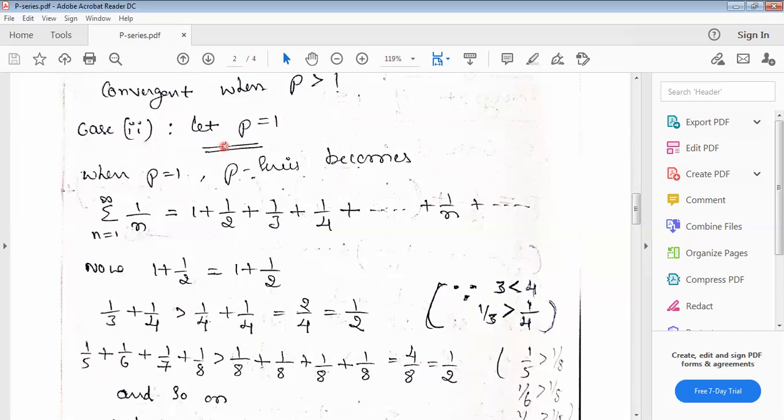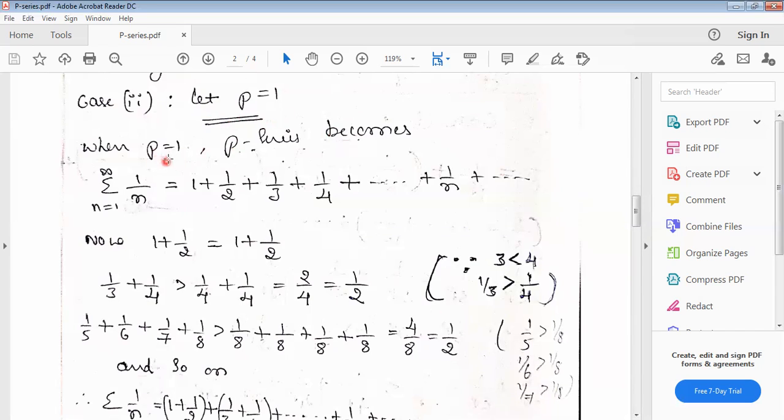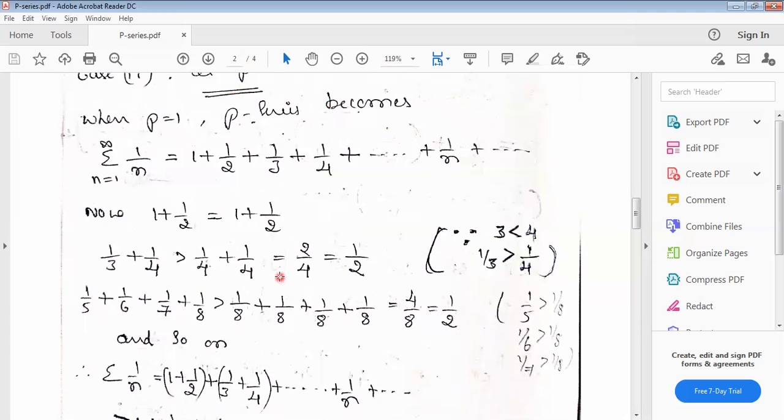Case 2, when p is equal to 1. When p is equal to 1, the P series becomes sigma 1 by n is equal to 1 plus 1 by 2 plus 1 by 3 plus etc. plus 1 by n plus etc. See here, sum of first two terms keep as it is. Next, going to these two terms.